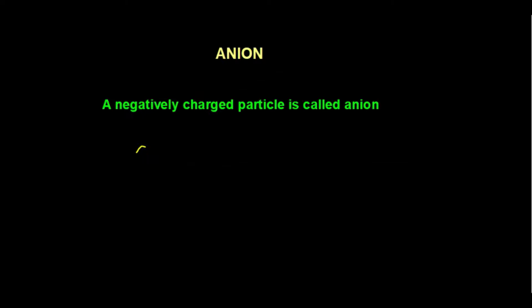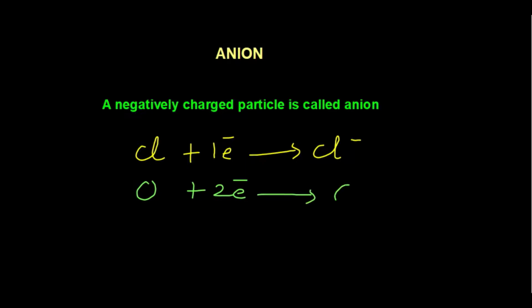We will see the formation of anions with the help of some examples. For example, a chlorine atom in a chemical reaction gains one electron and changes to a chloride ion. Similarly, if we take the example of an oxygen atom, in a chemical reaction oxygen gains 2 electrons and changes to an anion. Since oxygen gains 2 electrons, it will have -2 charge. Oxygen with -2 charge is known as the oxide ion.